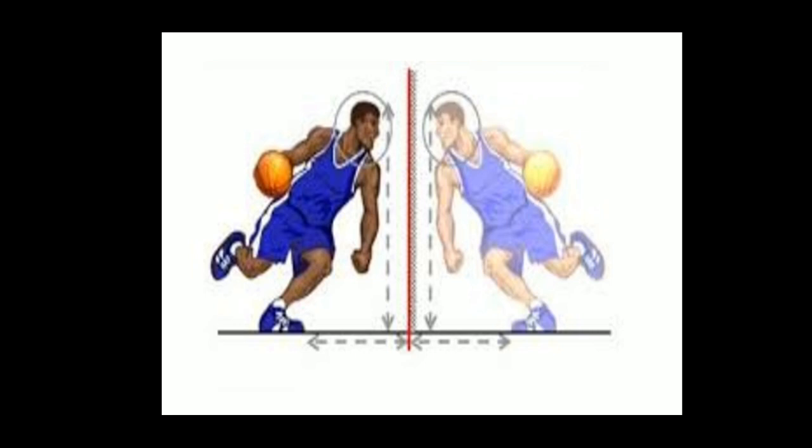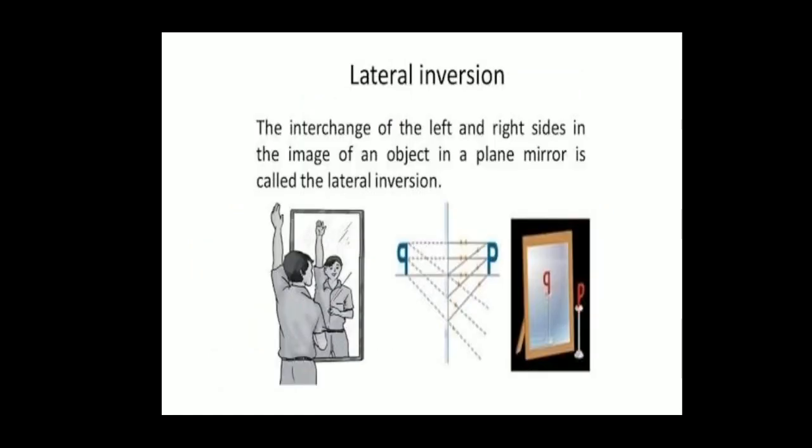See in this diagram, a player is holding a ball in his right hand. But you see the image, in the image it appears as if he is holding it in the left hand. His left leg is touching the ground. But if you see here, in the image it appears as if his right leg is touching the ground. So the left appears right, right appears left. This is the way the right and left interchange. This is only called lateral inversion.